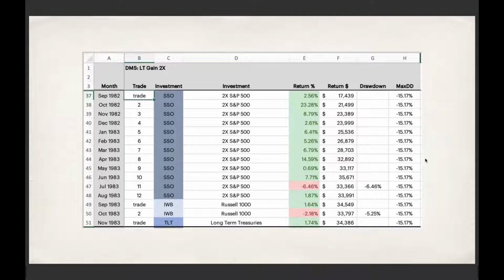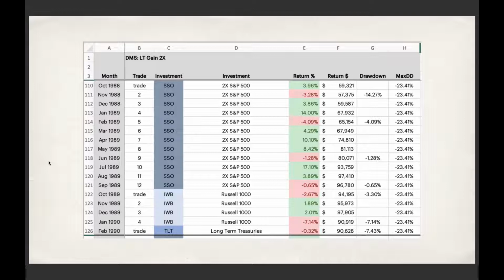Then if you look over to the returns column, which is either green or red cells, you can see this one worked out in our favor because even though we exited in August 83, the next 2 months had a net loss. And then the strategy went back into treasuries in November 83. So had the strategy stayed leveraged, we would have been a little worse for it in this first example.